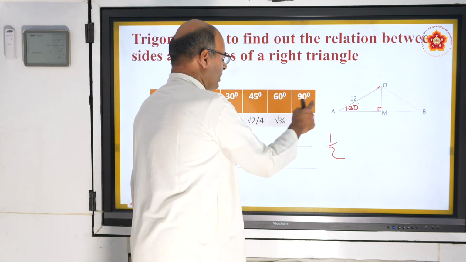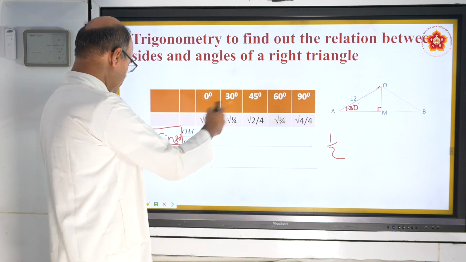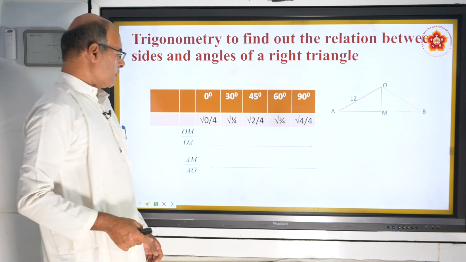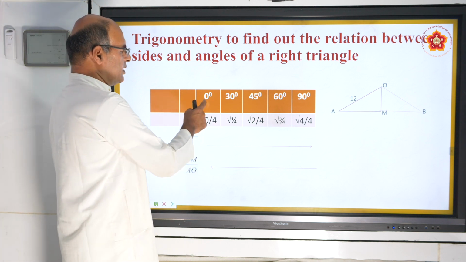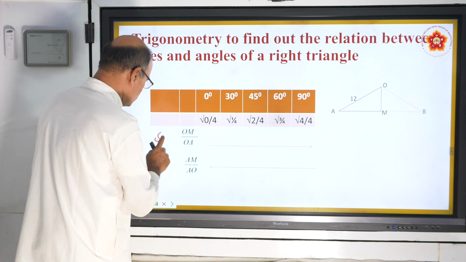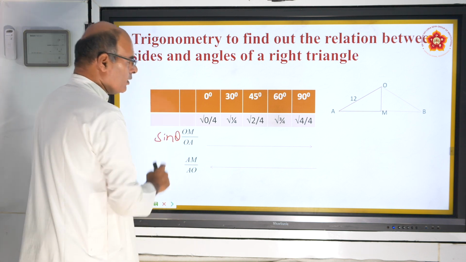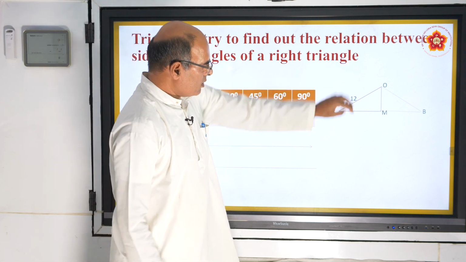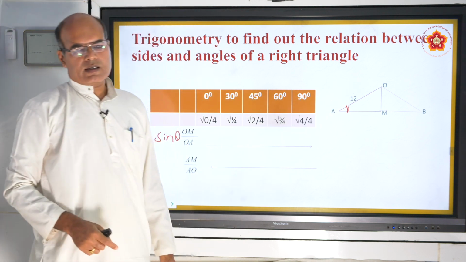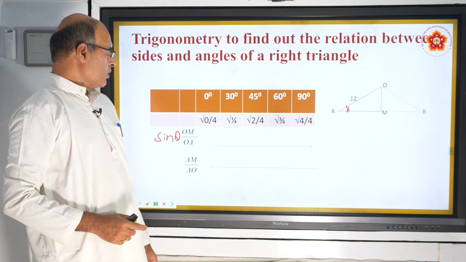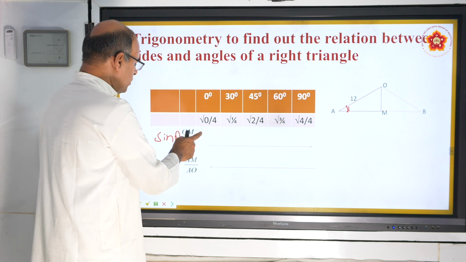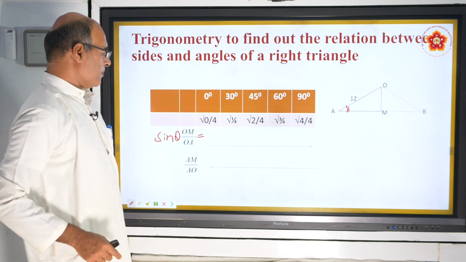If it is 60 degree, and if it is 90 degree, and if it is 45 degree, let us see the values. To remember, we can have this table for 0 degree, 30 degree, 45 degree, 60 degree and 90 degrees. We can remember the sine values. Sine value means the ratio between opposite and hypotenuse. If you consider this angle, then OM by OA is called the sine value. Let us find the value for these degrees.